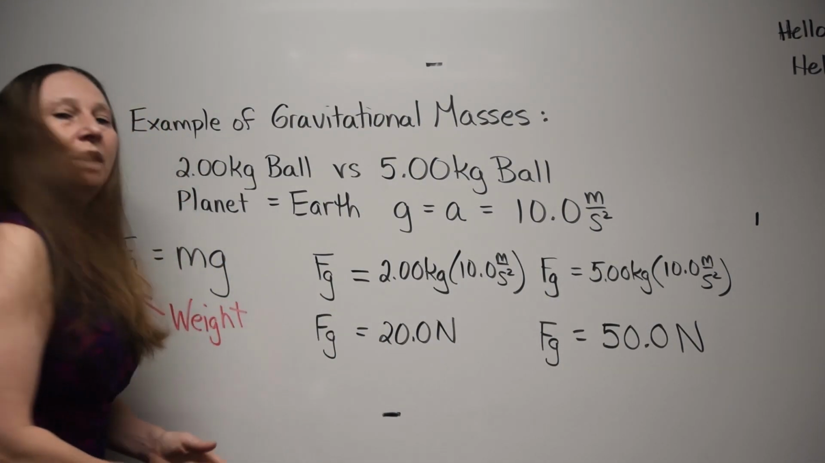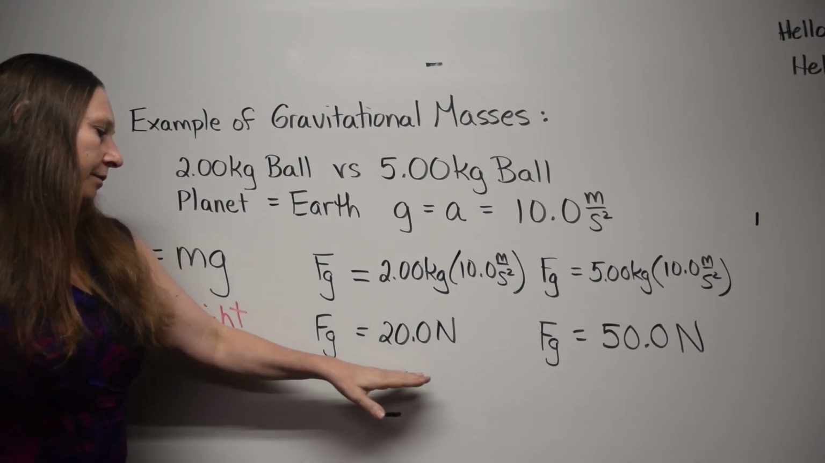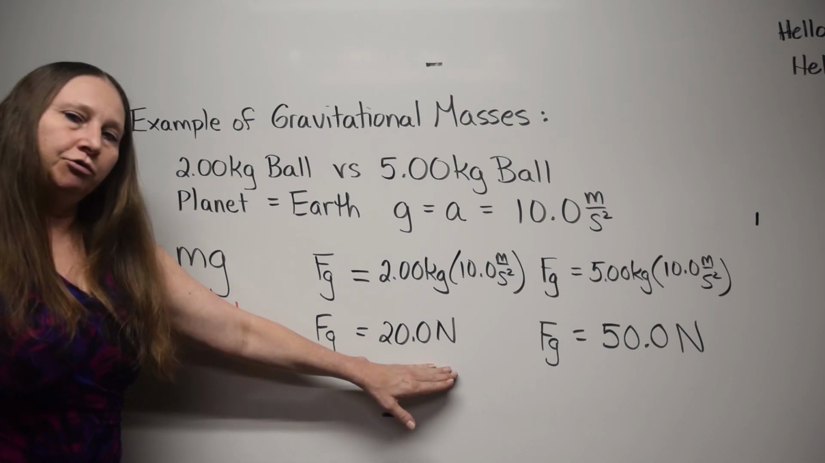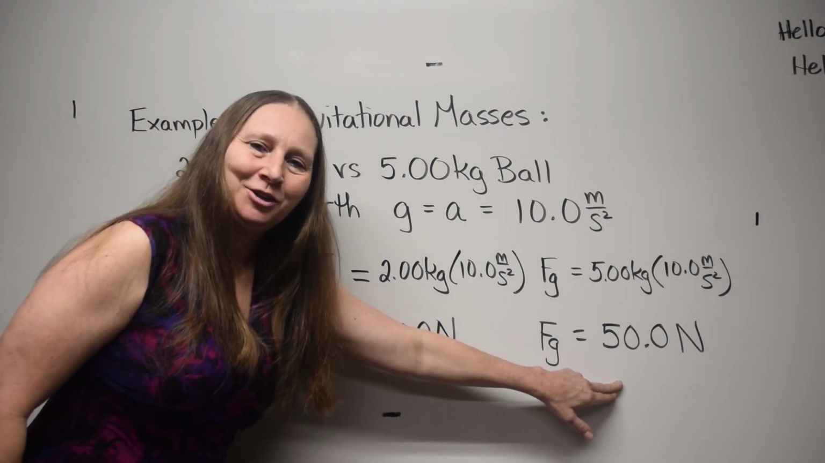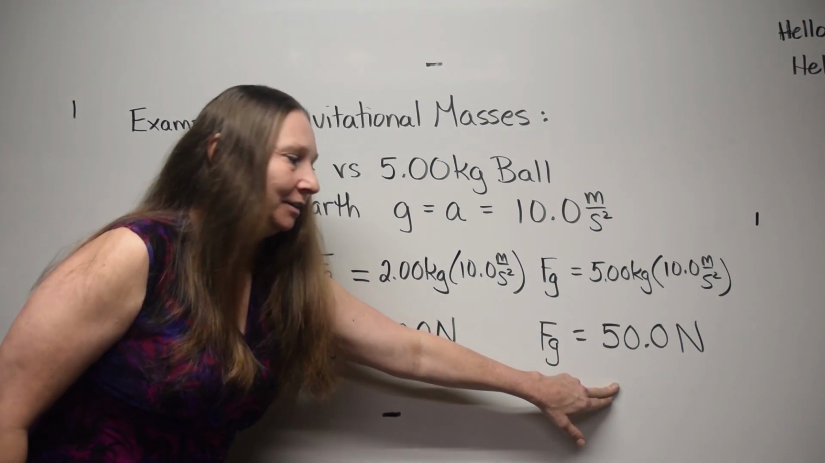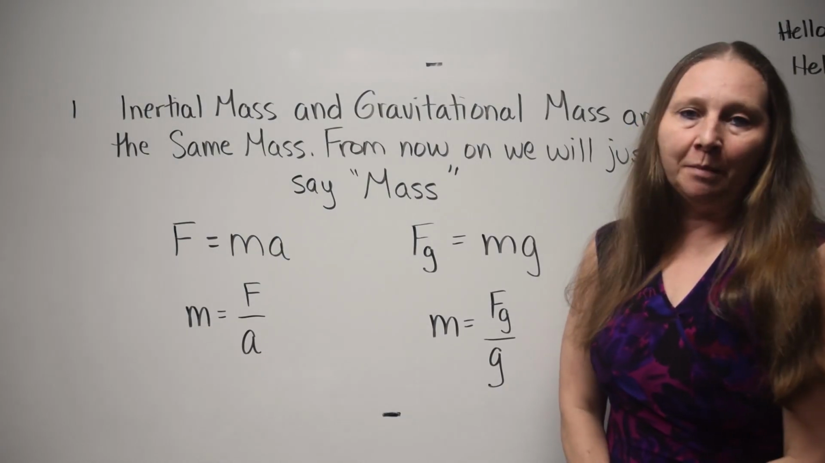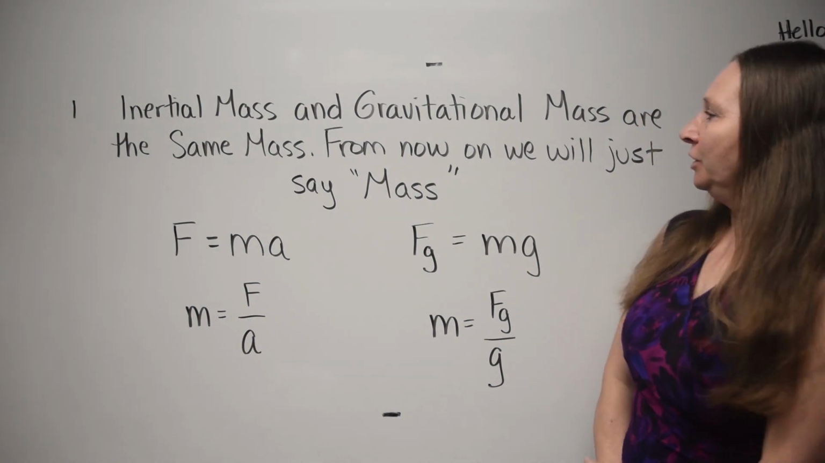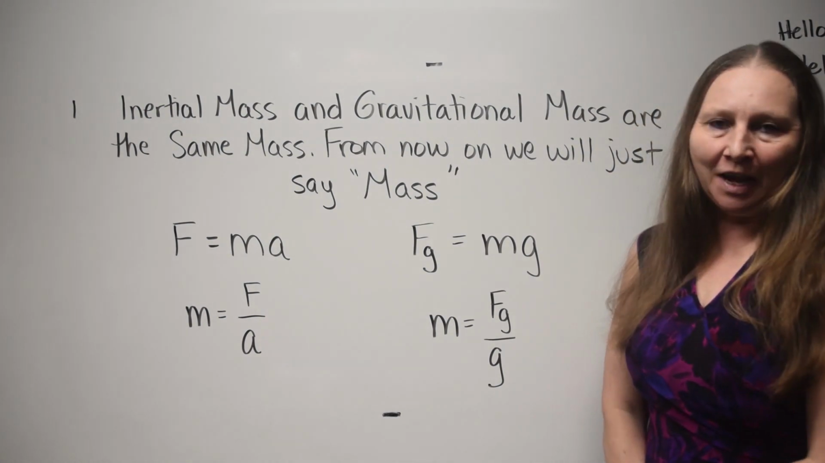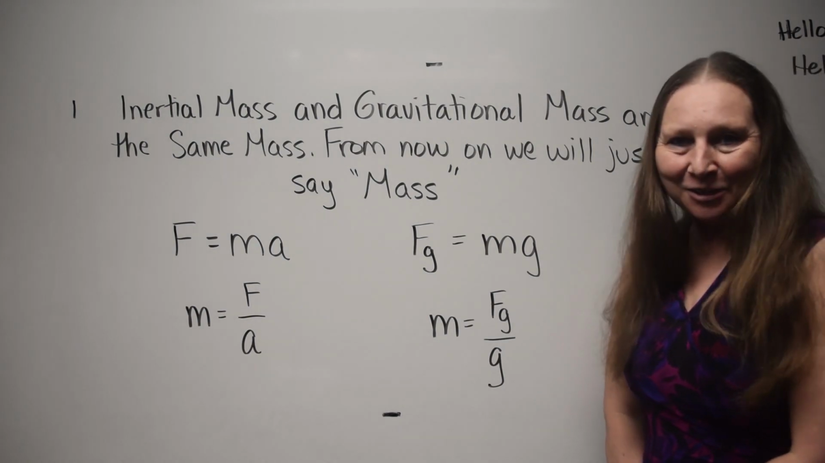All right, so what we have here is that the weight is showing us that there is a stronger gravitational attraction when the object has a greater gravitational mass. Inertial mass and gravitational mass turn out to be the same mass. In other words, you'll get the same number. So from now on, we'll just be saying mass.